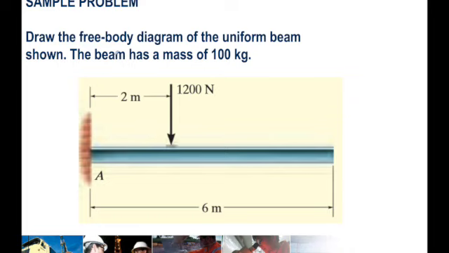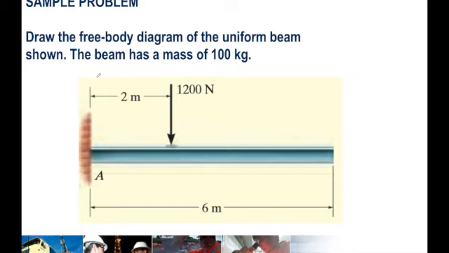Okay, so another sample: draw the free body diagram of the uniform beam shown. The beam has a mass of 100 kilograms. So what do we need here? In most problems, sometimes they will tell you to neglect the weight of the beam, but this one is not stated as that, and the mass is given. It means we should include this in our free body diagram.